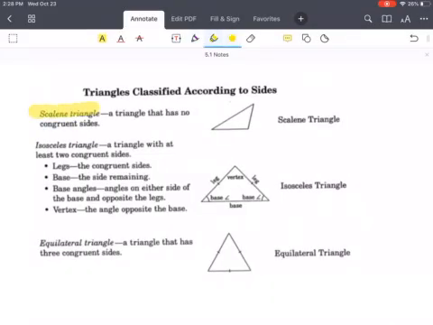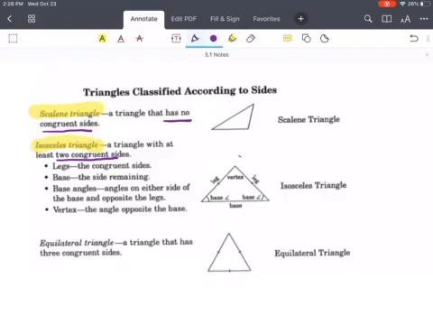We can talk about it being a scalene triangle, which is looking at a triangle that has no sides that are congruent to each other. So we'll have three sides within the triangle that are all of different lengths. We could also talk about an isosceles triangle, which specifically has two congruent sides.